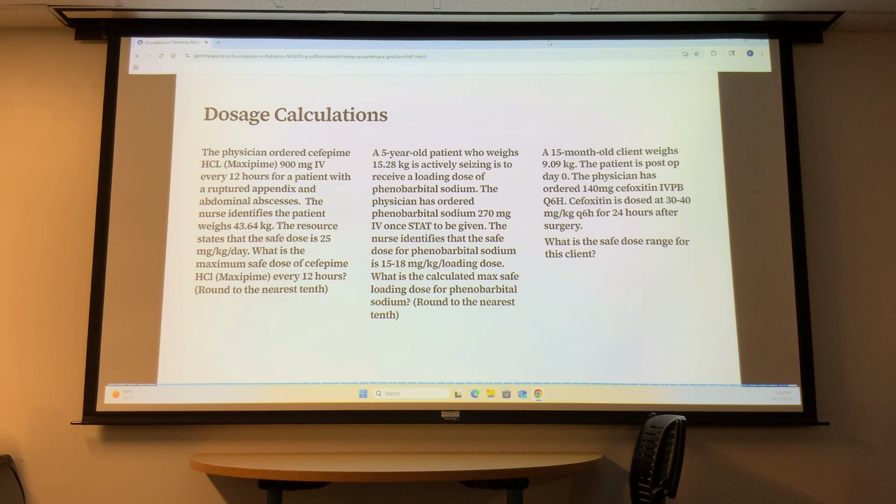So you've got a kiddo who weighs 43.64 kilos, and your safe dose manual says that it is dosed at 25 milligrams per kilo per day. So, 43.64 times 25 is what?